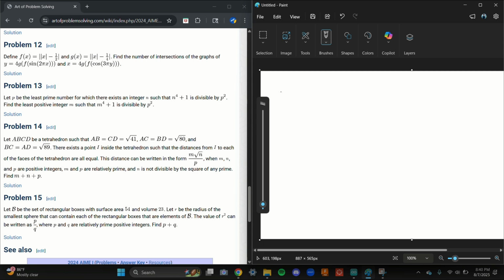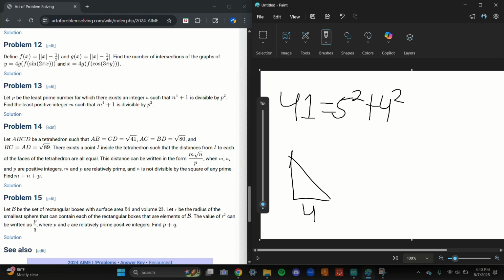So what do I mean by that? Well, 41, for example. We can write 41 as 5 squared plus 4 squared, and then we'll have this right triangle, right? 4, 5, root 41. Now, why is this useful? Well, the reason this is useful is because then we can inscribe it in a right rectangular prism. And that makes things a lot easier with coordinates and stuff, which we're probably going to have to use.